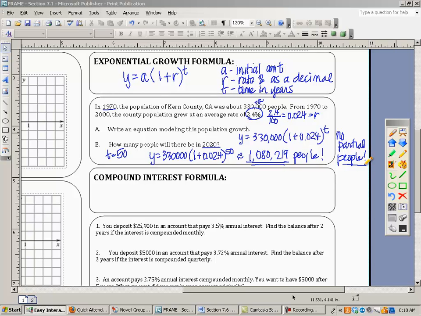Okay, now you've dealt with population growth before, so this should kind of be a review. The biggest thing, R has to be a decimal, so divide your percentage by 100. Time is from the starting point.